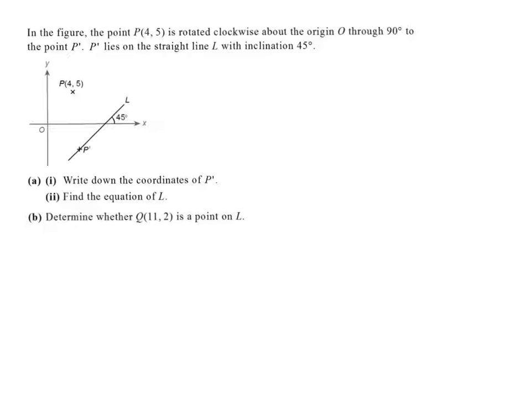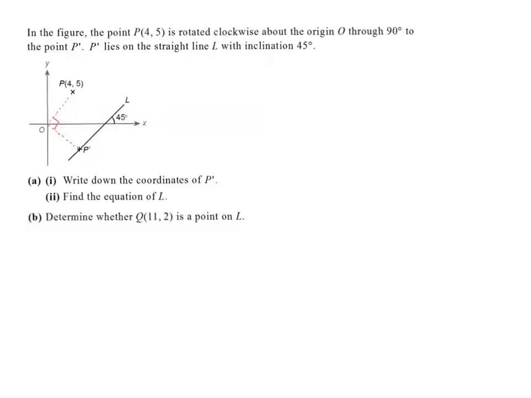So after we've learned the point slope form of the equation of a straight line, let's do another example that deals with inclinations. In this figure, we have a point P, and it's rotated clockwise about the origin O through 90 degrees to the point P prime here. So this would be the 90 degrees, and P prime lies on the straight line L with the inclination of 45 degrees, and write down the coordinates of P prime.